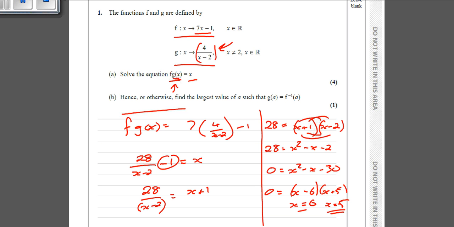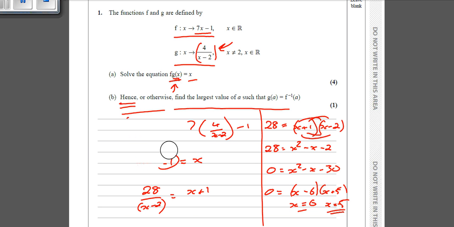Hence or otherwise find the largest value of a such that g of a equals f to the minus 1 of a. So this is all about trying to spot the link with the last question, because it says hence. Whenever it says hence, it means that you've got to use your previous answer.